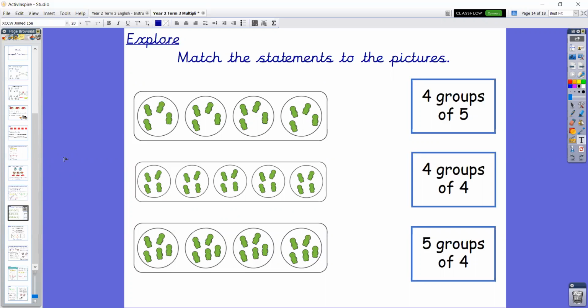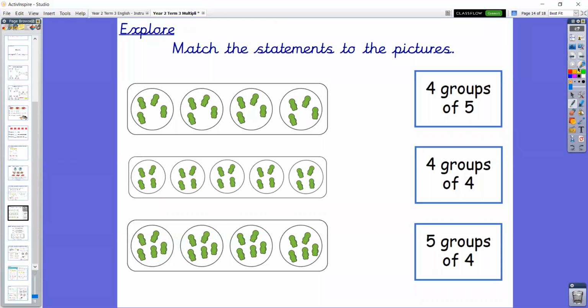So moving on to exploring step 3, as you can see here, there are some statements on the right hand side and some pictures on the left. And we're going to explore matching the statements to the pictures to ensure they're describing what we can see. So first of all, I'm going to read the first statement, which says 4 groups of 5. So I'm just going to highlight the key information, 4 groups.